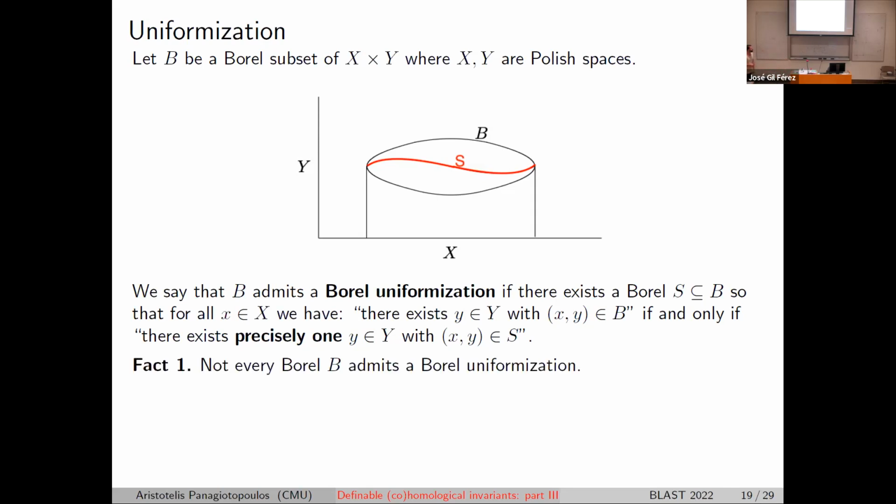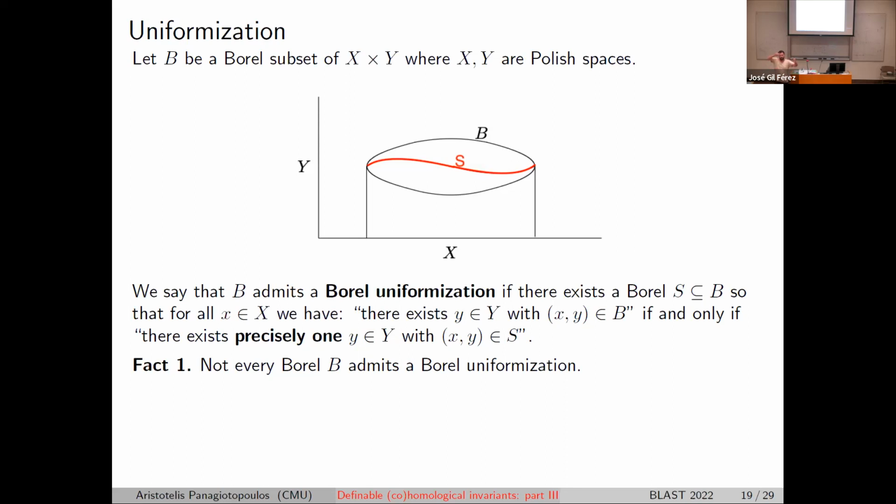And here's the first question. Well, I have phrased it as an answer, I guess. There are Borel sets that do not admit Borel uniformization. The point here is that there are Borel sets whose projection is not Borel. It's what we call analytic, not Borel. In that case, you cannot find a uniformization because the projection of a Borel set is not always Borel.